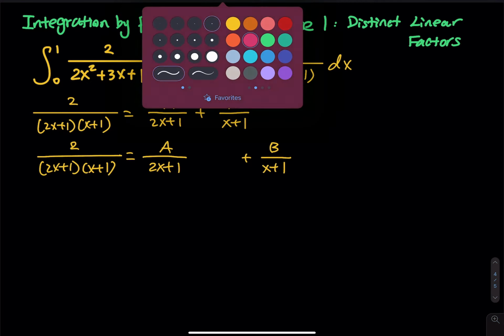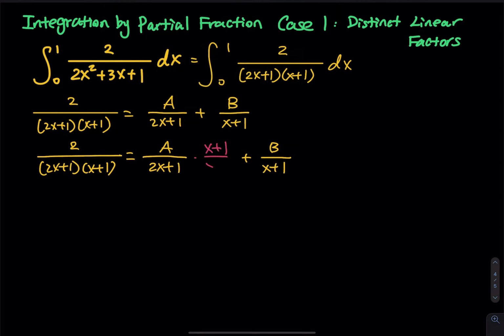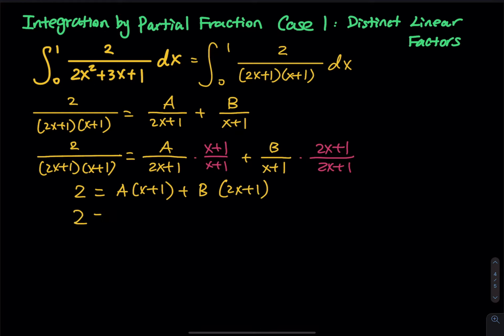Let's put that in. So this one is missing an x plus 1, and then x plus 1. This is missing a 2x plus 1, and a 2x plus 1. Alright, they must be the same on top and bottom, 2x plus 1 on top and bottom. Otherwise, you are multiplying by something other than 1, and you change the entire problem. And then the next thing is, you have to multiply the numerator. So we have 2 equals a times x plus 1 plus b times 2x plus 1. 2 equals ax plus a plus 2bx plus b.